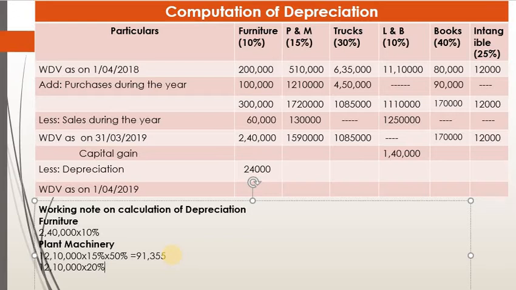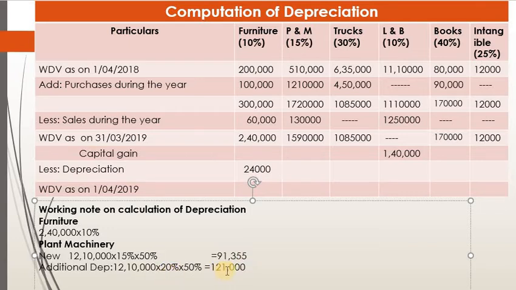Again, the asset is used for less than 180 days, so 50% of 20%. So let's calculate what is the amount. You should remember this plant and machinery is purchased on or after 1st April 2005, so it attracts extra depreciation, that is additional depreciation. The depreciation rate is fixed, that is 20%. Again, we have to see for how many days the asset is put to use. This asset is put to use less than 180 days, so it is 50% of 20%, that is half of the 20% should be provided as depreciation.